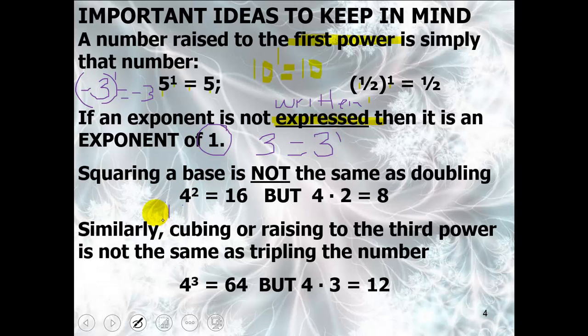Also, keep in mind that when you square a base, it's not the same as doubling. 4 squared is 4 times 4. That equals 16. But doubling is multiplying by 2. 4 times 2 is 8. You see how they are not the same thing? Similarly, cubing or raising to the third power is not the same as tripling. 4 cubed is 4 times 4 times 4, which equals 64. But tripling is taking 4 and multiplying it by 3. Quadrupling would be times 4.